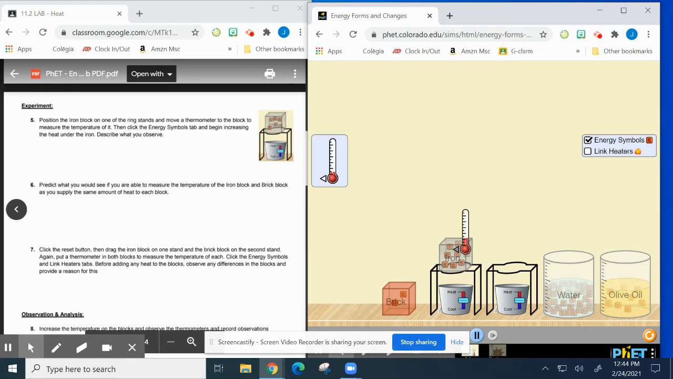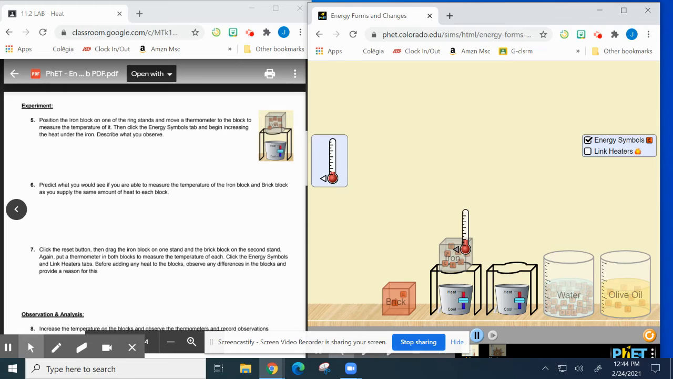Click the energy symbols tab. Okay, increase it. What do you predict you would see if you were able to measure the temperature of the iron block and the brick block as you supply the same amount of heat? If you apply the same amount of heat to an iron block and a brick block, which do you think is going to have the temperature rise faster? That's a question of specific heat.